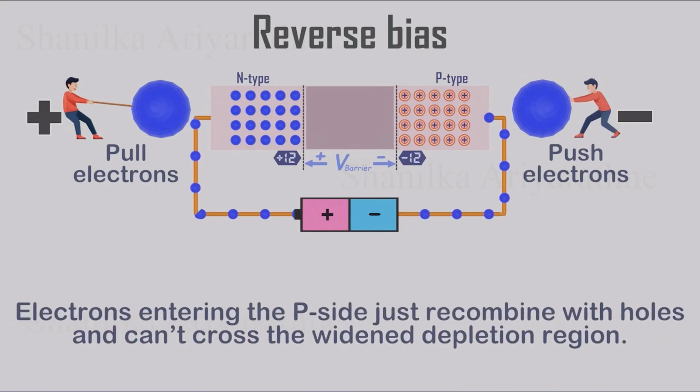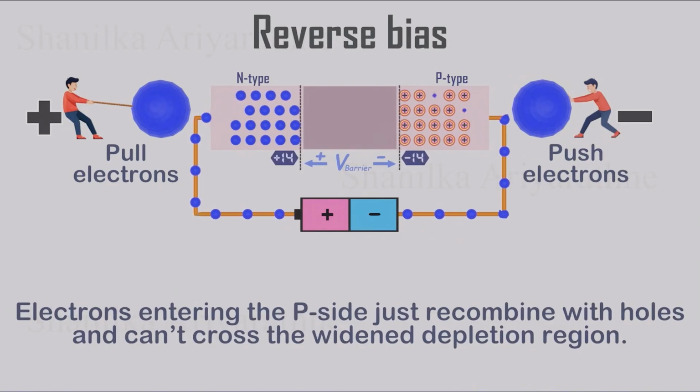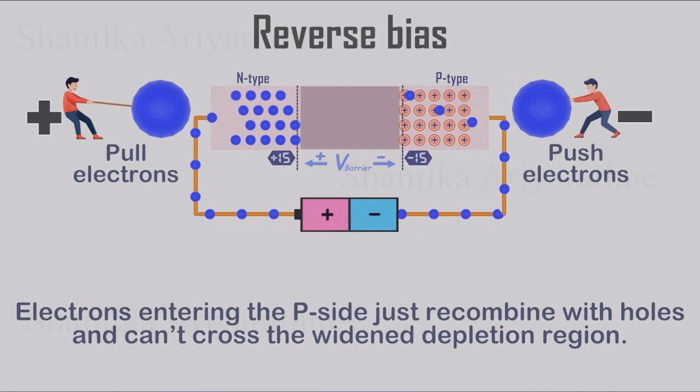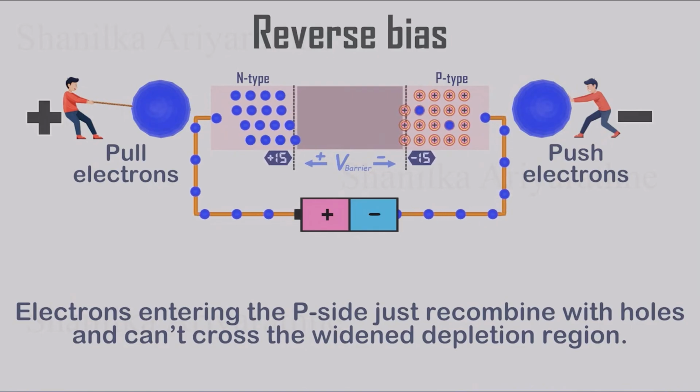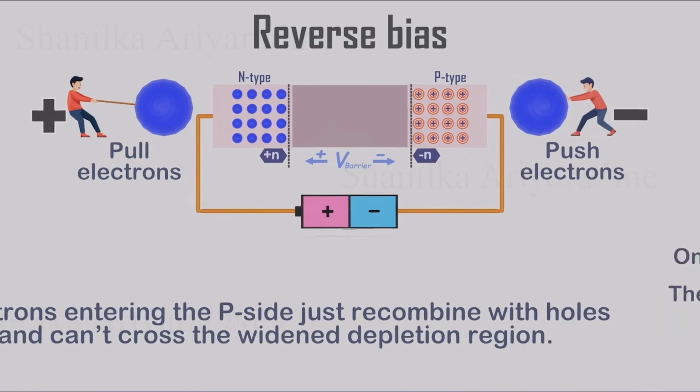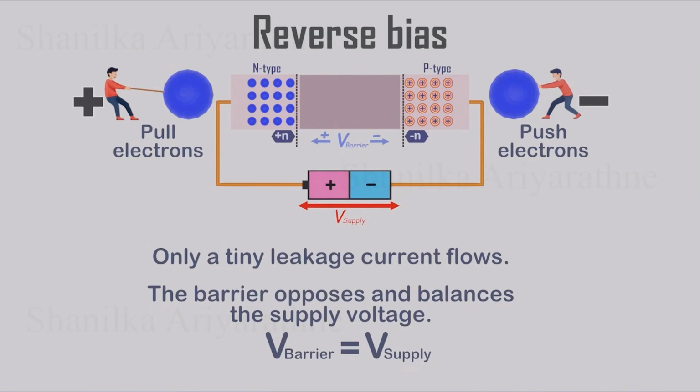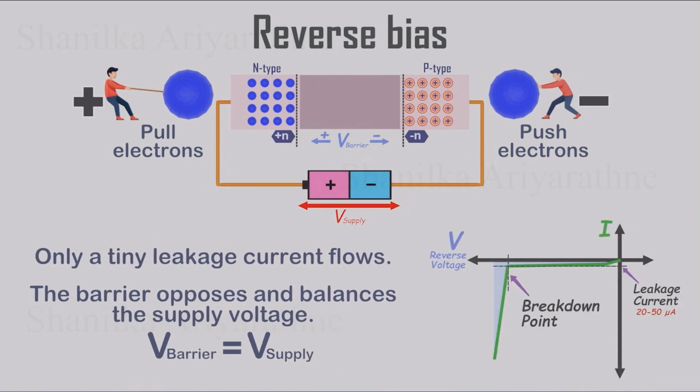Even though electrons may enter the P-type region from the external circuit, they simply recombine with holes and cannot cross the widened depletion region. As a result, no current flows through the diode in this configuration. So in reverse bias, the barrier potential opposes the supply voltage and effectively balances it. As the reverse voltage increases, the internal barrier continues to grow.